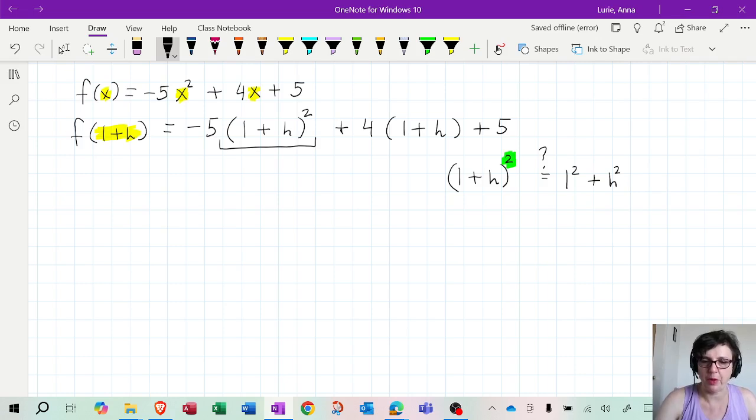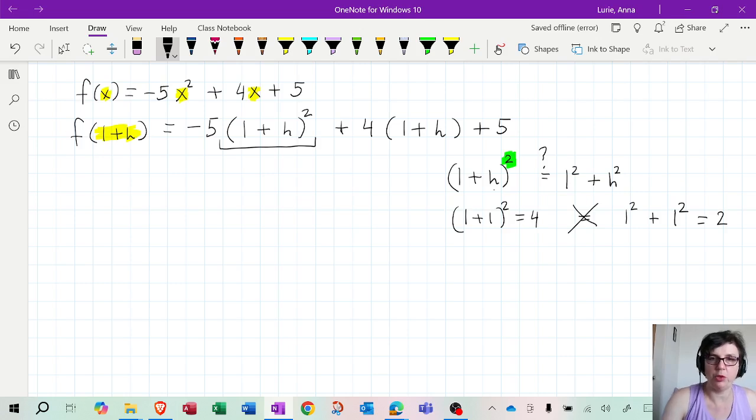So for example, if I plugged in h equals 1 here, I would get 1 plus 1, which is 2, squared. That's 4. So on the left-hand side, I'll get 4. On the other side, I'll get 1 squared, which is 1, plus another 1 squared, right? And so that's going to be 1 plus 1, which is 2. So is 4 equal to 2? Well, nope, it's not equal. So this is not correct.